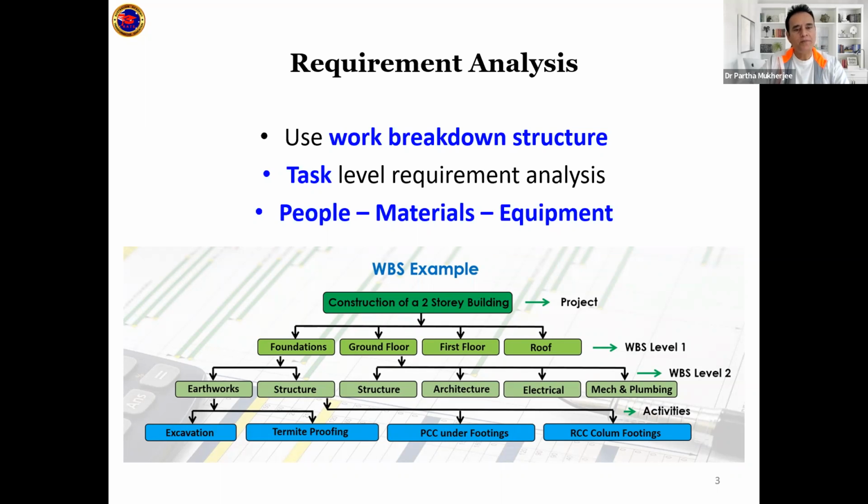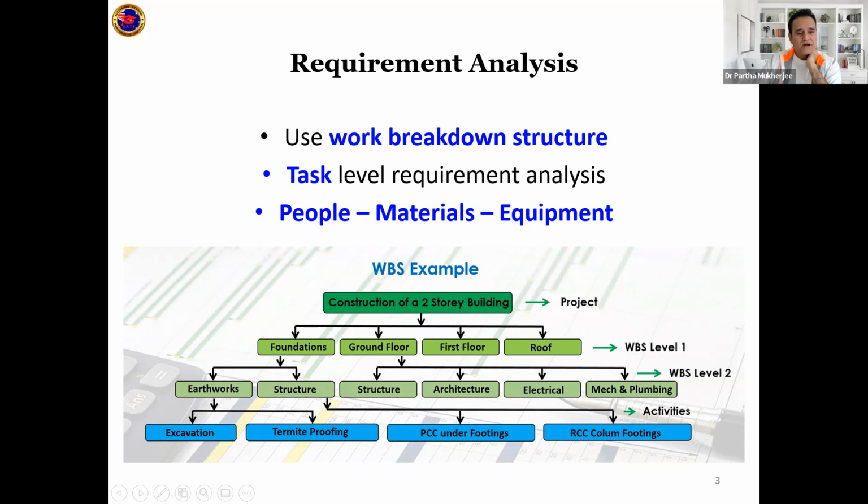So what has happened for one Excel sheet, one row, one task, you have got labor, you've got materials, and you've got equipment. That way, you will have a complete list of all the tasks, and all the tasks will give you how much material, what kind of equipment, and how many people of what type. So that's what you do in terms of the requirement analysis.